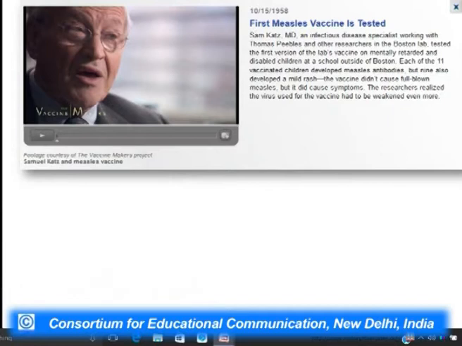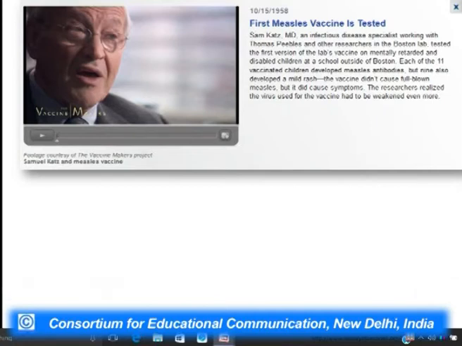The first measles vaccine which was tested was by Sam Katz. He is an MD, an infectious disease specialist who was working with Thomas Peebles and other researchers in the Boston lab. He tested the first version of the lab's vaccine on mentally retarded and disabled children at a school outside of Boston. Each of the 11 vaccinated children developed measles antibodies, but 9 also developed a mild rash. The vaccine did not cause full blown measles, but it did cause mild symptoms. The researchers realized that the virus used for the vaccines had to be weakened even more.